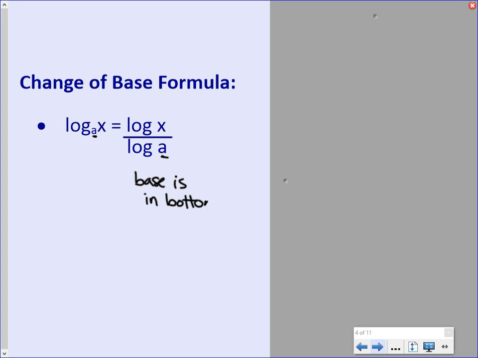And that sort of little alliteration is something I use to remember which way do I write that? Which number goes in the numerator, which number goes in the denominator. So I always remember base is on bottom. And like I said, we're going to use this when we want to evaluate logs that have different bases that we don't have buttons for on the calculator.